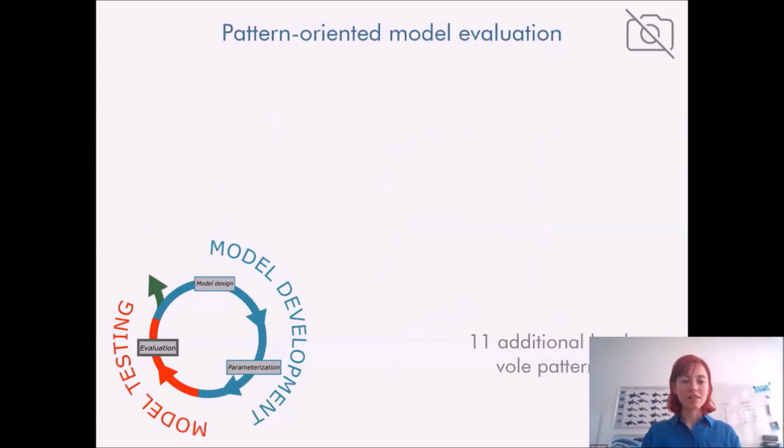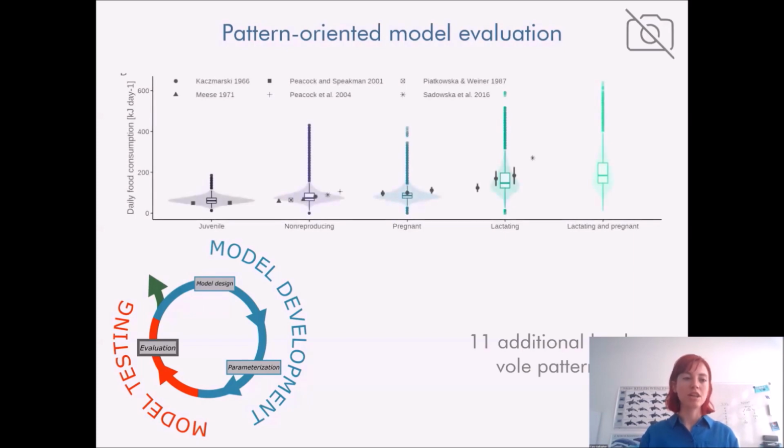So then once that was done, we evaluated the model against 11 additional bank vole patterns, and I'll just show you one of those. But for things like how overall daily food consumption differs with the different age class or reproductive state, we found that the model was quite successful at reproducing a lot of these patterns.